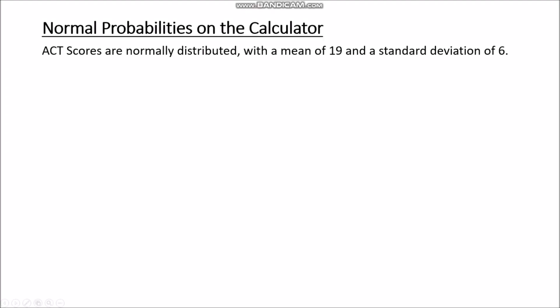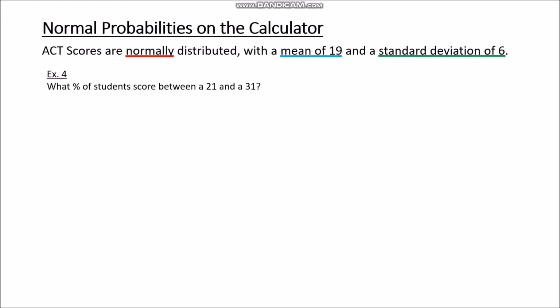So here's a problem we have. ACT scores are normally distributed with a mean of 19 and a standard deviation of 6. So we see these key phrases: normally distributed, mean, standard deviation. All right, so if we look at a problem here, what % of students score between a 21 and a 31? We want to organize all this stuff. So it's a between situation.